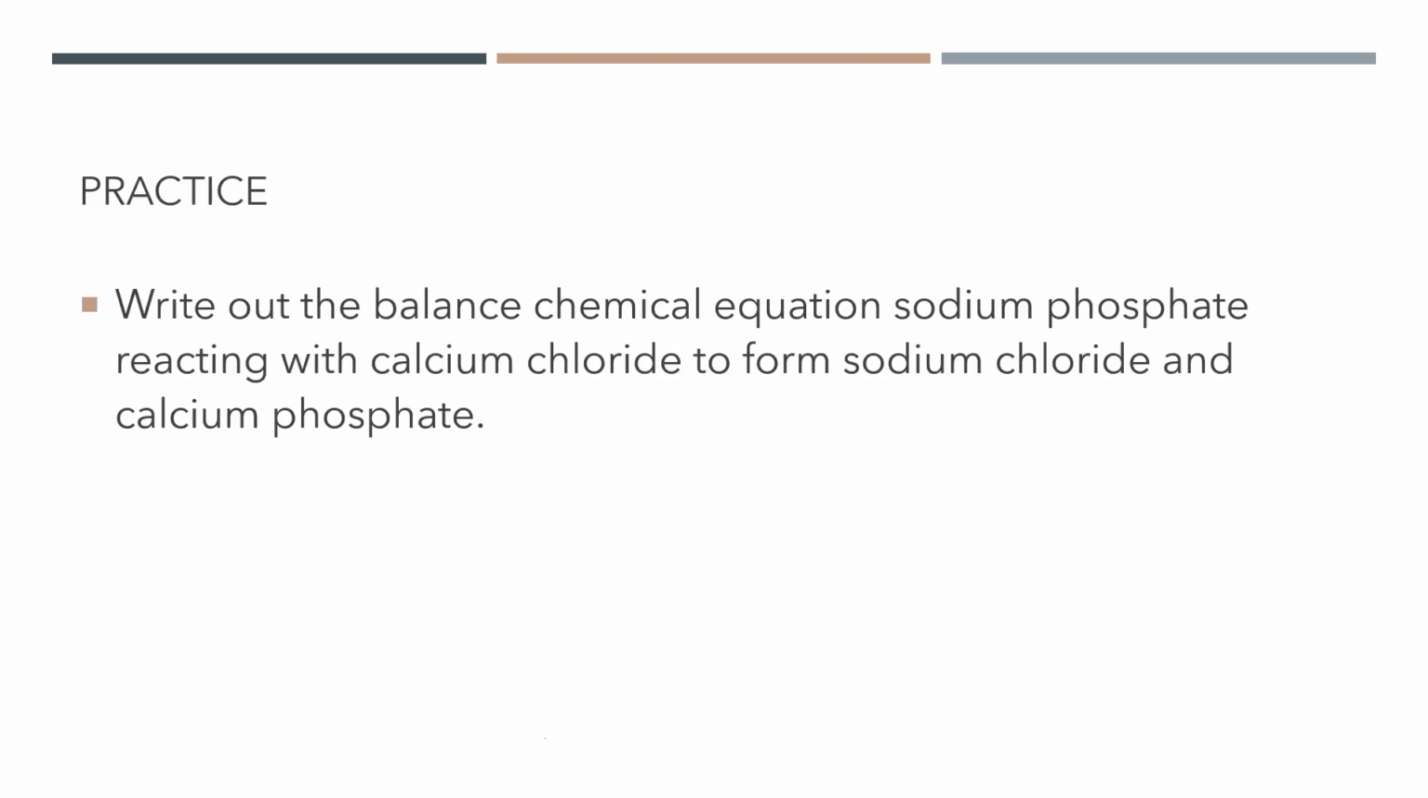It says write out the balanced chemical equation for sodium phosphate reacting with calcium chloride to form sodium chloride and calcium phosphate. You'd have to remember, okay, what is sodium phosphate? Phosphate is PO4 3 minus. You'd have to have sodium, because sodium only has one positive charge, so you'd need 3. Sodium phosphate would be Na3PO4. Then calcium chloride: calcium is 2 plus, chloride is 1 minus, so you'd have to do CaCl2. And then same story for the rest of those.